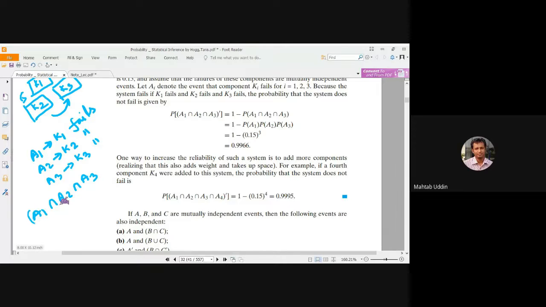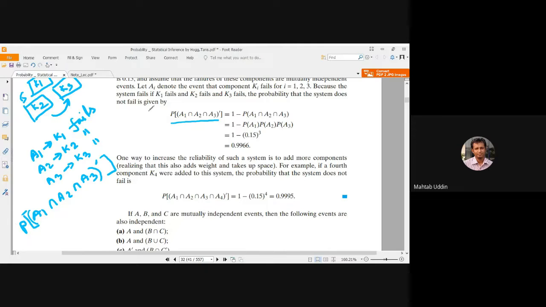Its complement means what? At least one works. That is, not all stop. Intersection means all stop. Complement means not all stop, that is at least one works, that is the rocket will run. That is the probability that the rocket will run. So the efficiency of a rocket can be found like this, if it has 4 engines or 4 components. Do you understand?